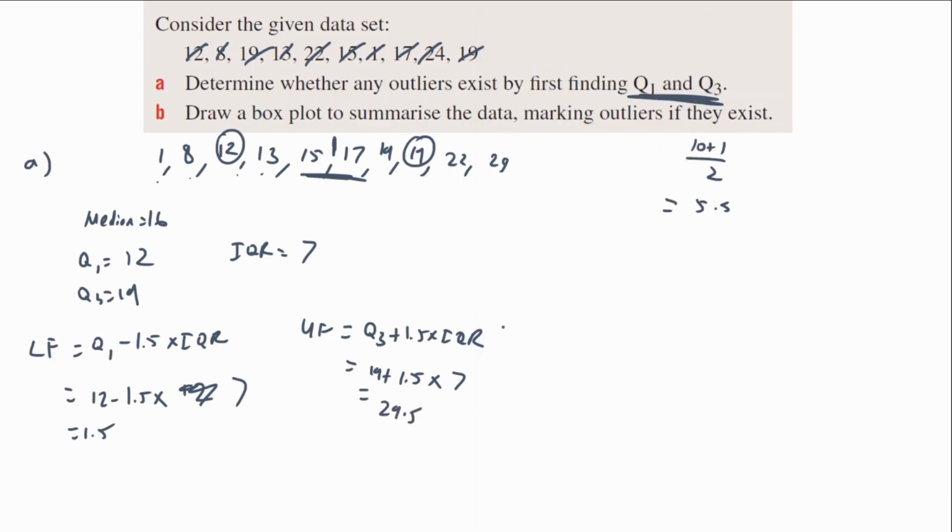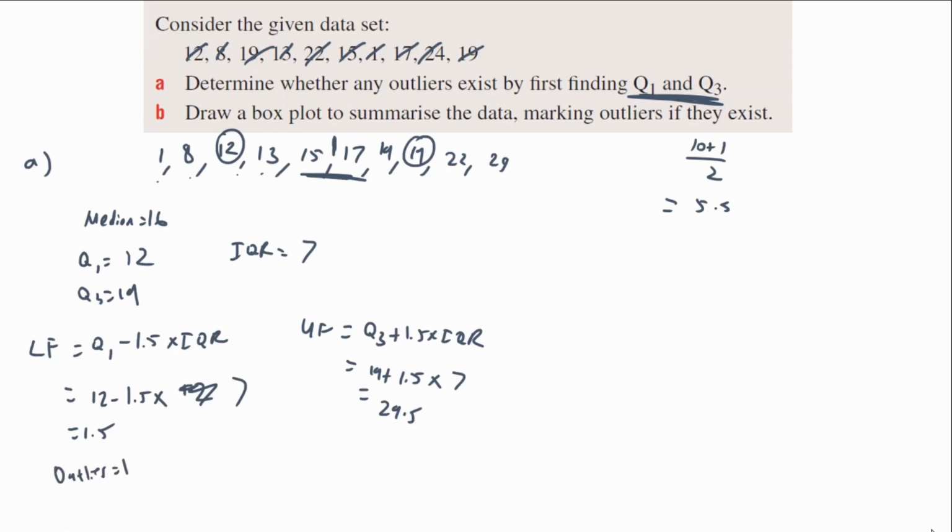So let's have a look if there are any outliers. The maximum value is 29, so I don't see any outliers there. And the minimum value is 1, so I see one outlier there. 1 is a bit smaller than 1.5, so that's my only outlier there. Outlier, let's write that in, equals 1.